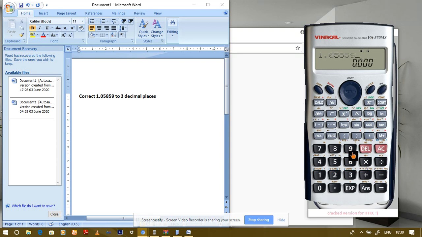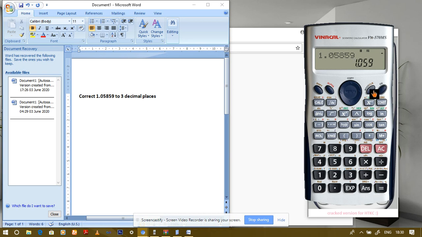1.05859. Press my equal to sign. There I have it, 1.059. As simple as that. Now I'm done. I need to clear the calculator, assuming I want to solve another question which might not be under approximation. This is what I do.